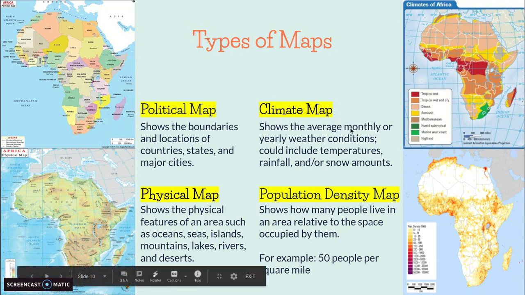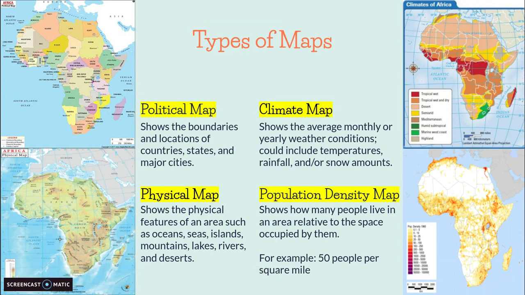The next one is a climate map. A climate map shows the average monthly or yearly weather conditions, which could include temperatures, rainfall, and or snow amounts. The map that I have shows the different climates of Africa: tropical wet, dry, desert, semi-arid, Mediterranean, and so on. So a climate map could show temperature, rainfall, snowfall, etc.